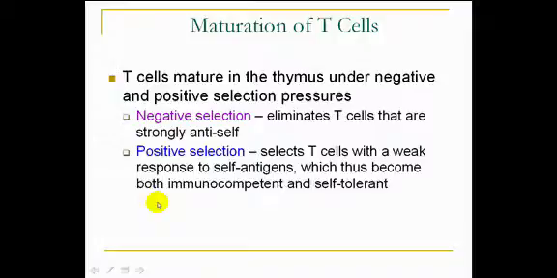So if your body produces a T cell that has a receptor that binds to your own proteins or antigens too strongly, they need to get destroyed. So that's negative selection. And then there's positive selection, which selects for T cells that can somewhat recognize your own antigens, because you need to recognize your own, but mostly recognize things that are foreign.